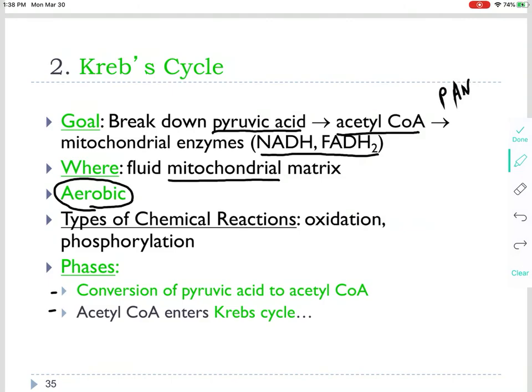The first phase, if we look at the top, we can really figure this out. Let me go back to the red. The first phase is converting pyruvic acid into acetyl coenzyme A. So the first part of the Krebs cycle is doing the first thing, converting pyruvic acid into acetyl coenzyme A. And then the second part, which is going to involve the Krebs cycle, is converting acetyl coenzyme A into these mitochondrial enzymes. And the second part gets its name because it occurs in a cyclic reaction.